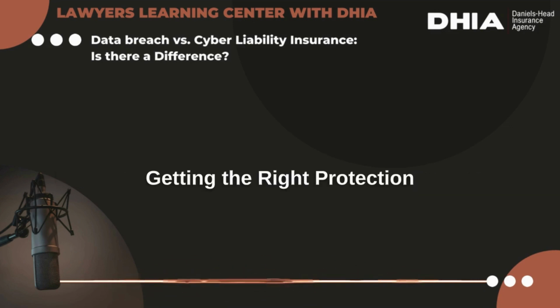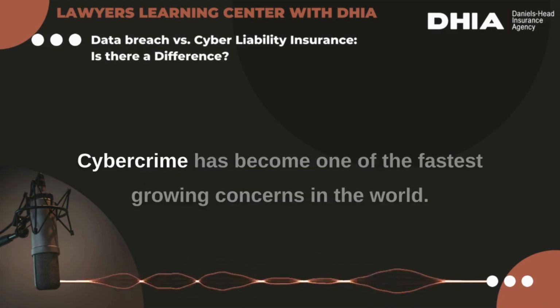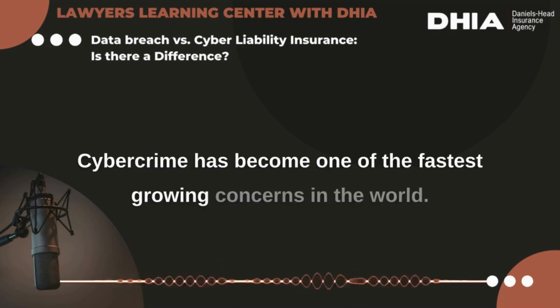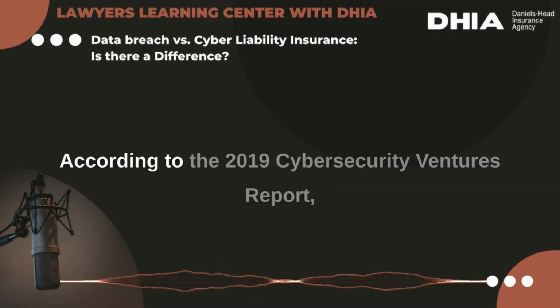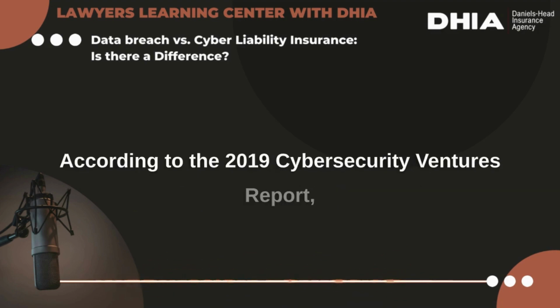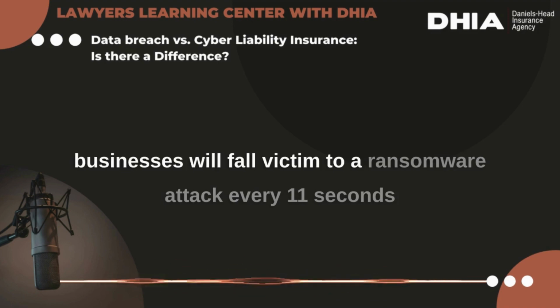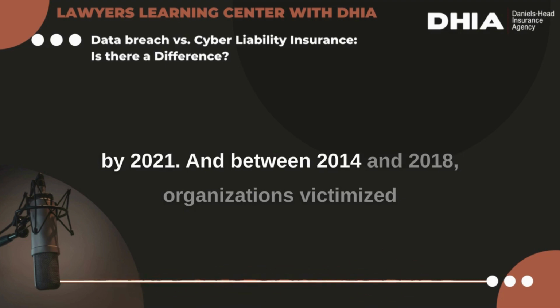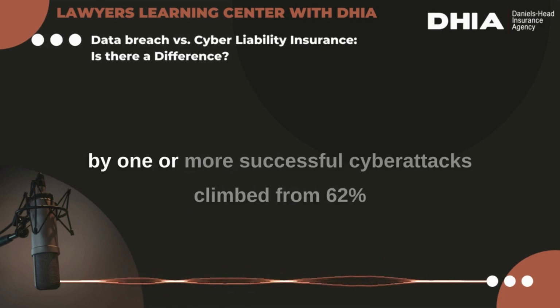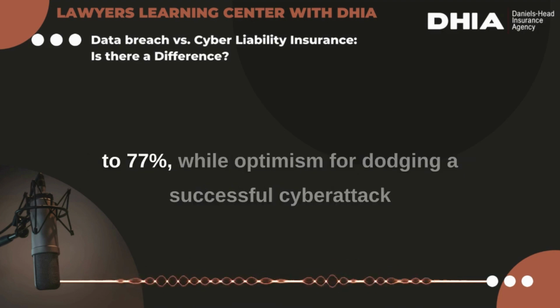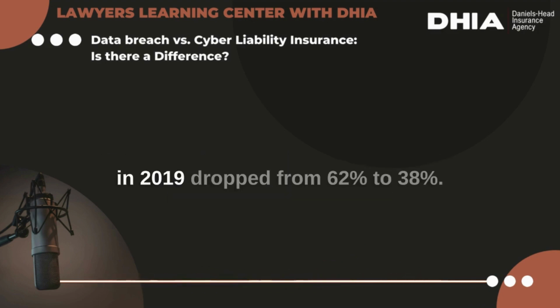Getting the right protection. Cybercrime has become one of the fastest growing concerns in the world. According to the 2019 Cybersecurity Ventures report, businesses will fall victim to a ransomware attack every 11 seconds by 2021. And between 2014 and 2018, organizations victimized by one or more successful cyber attacks climbed from 62 to 77%, while optimism for dodging a successful cyber attack in 2019 dropped from 62 to 38%.